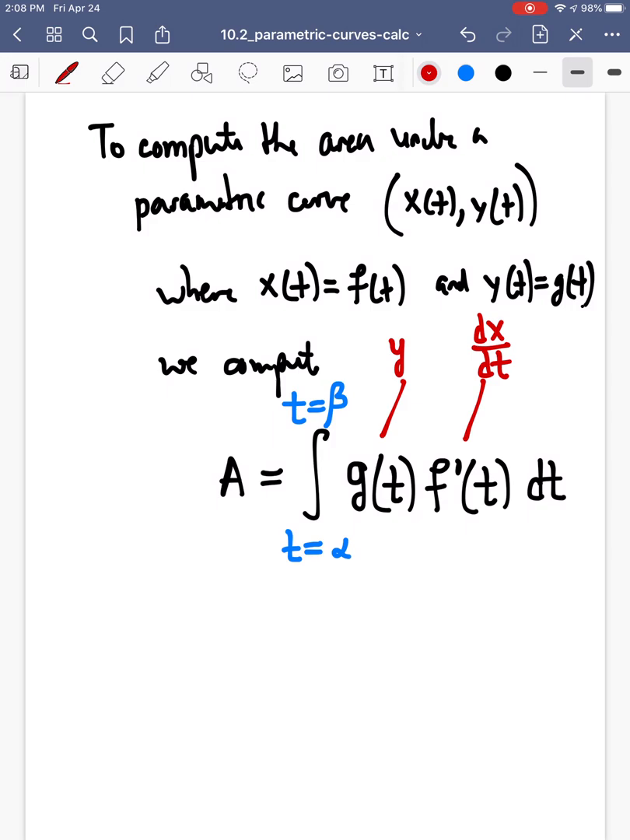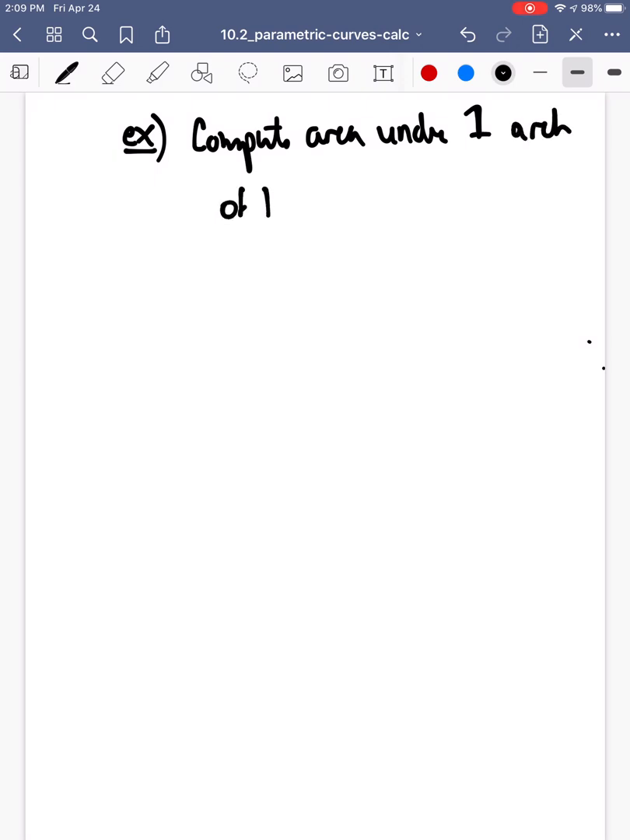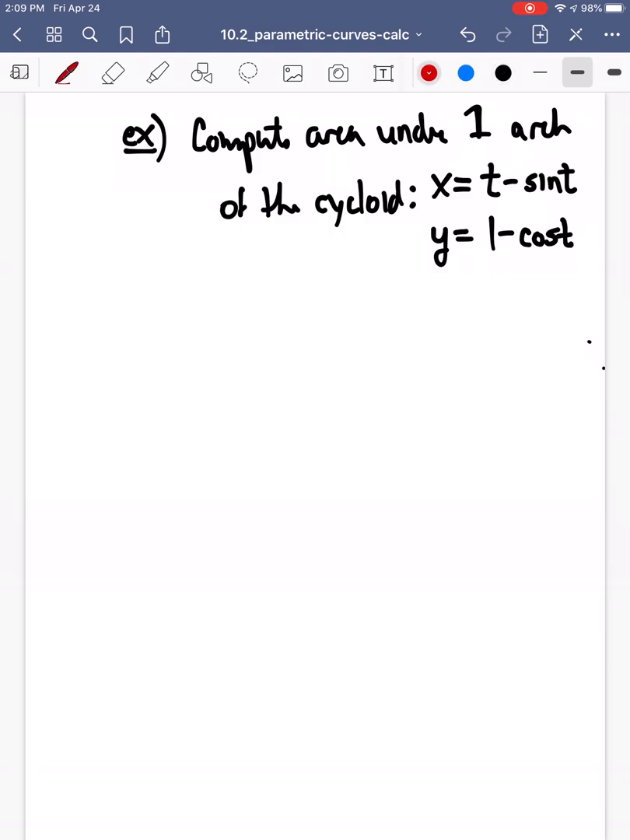So let's do one quick example of this. And for this example, we're going to compute the area under one arch of what's called a cycloid. This is just one example of a parametric curve. And a cycloid is given, in this case, by x equals t minus sine of t, and y is equal to 1 minus cosine of t. So to put this in perspective, what we previously called f of t, that is t minus sine t. What we previously called g of t, that is 1 minus cosine of t.